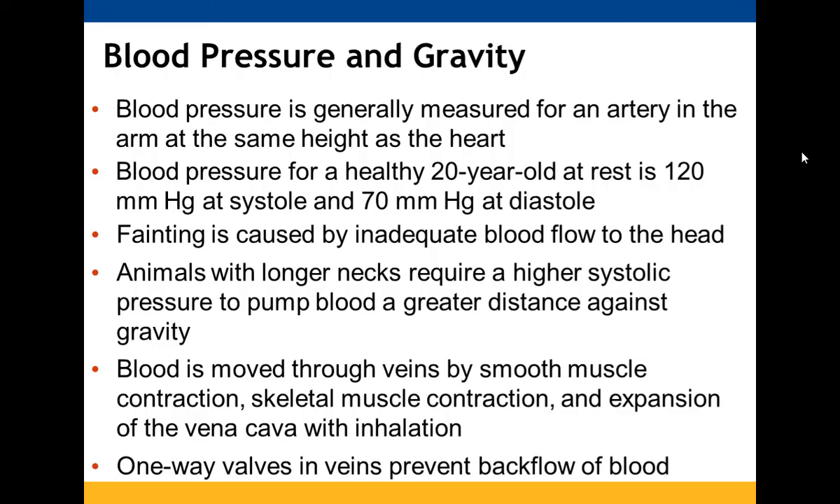Again, we talked about with veins that the blood is not going to have that pressure to help move it through. So it's going to use the smooth muscles that are present as well as the skeletal muscles surrounding the blood. And then when you take in air, your vena cava will expand, and that will help to get more blood up into the vena cava so that you can get it into your right atrium. And there are valves in the vein too that help to prevent the blood from going in the wrong direction.